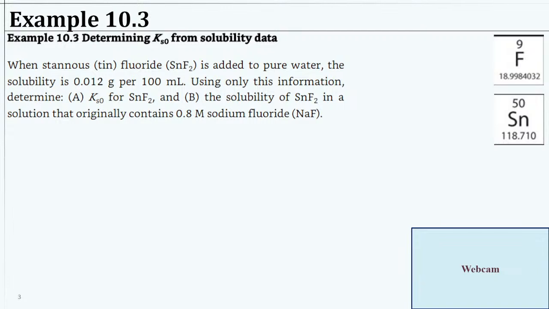So give this a couple minutes and see if you can at least piece together A, and then give some thought to B, how you'd approach this. We'll take a look at the solutions together.